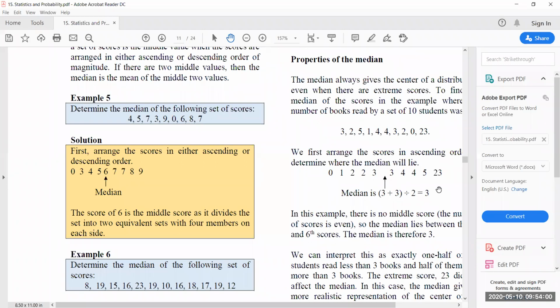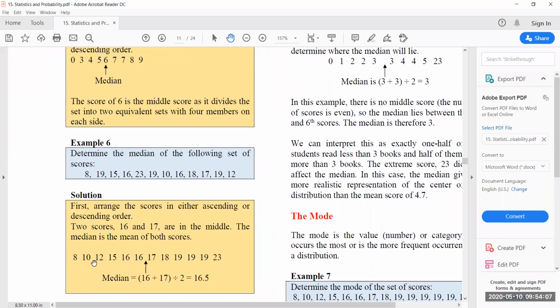So we arrange them in ascending order or descending order. Let's see. In our ascending order, we have 16 and 17 in the middle here. So we add 16 and 17 together and we divide it by 2 and we will get 16.5. So the median here is 16.5. Yeah, there are 2 16s.